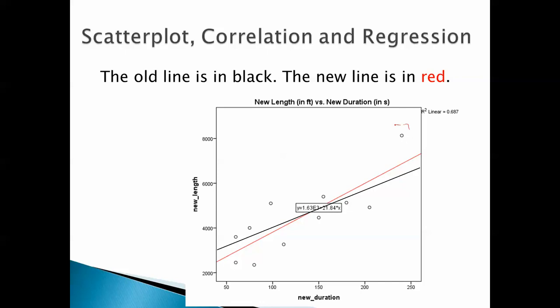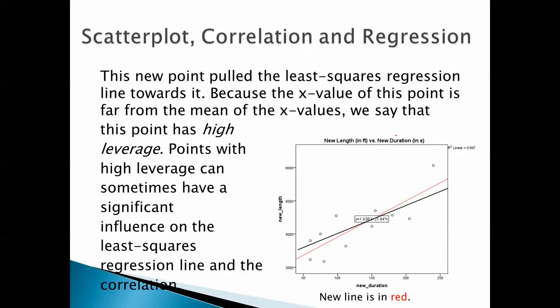Okay, here's Steel Dragon 2000. The old line's in black, and the new line is in red. Notice what happened to the line. This new point pulled the least squares regression line towards it.